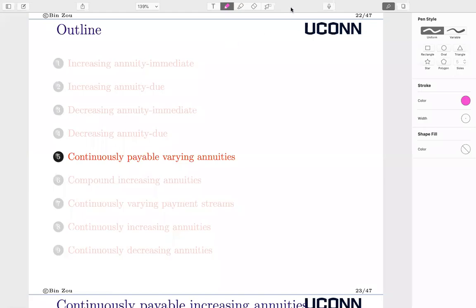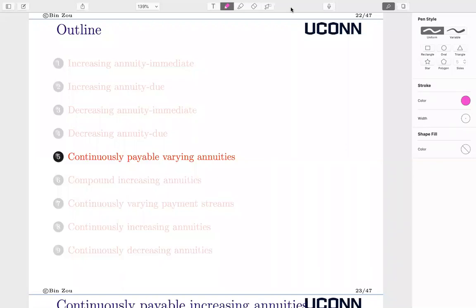So far, we studied 4 different types of varying annuities. That's sections 1 to 4. In this video, we are going to learn a new type, that is continuously payable varying annuities. As the section title says, in this particular video, we're going to focus on continuously payable annuities.